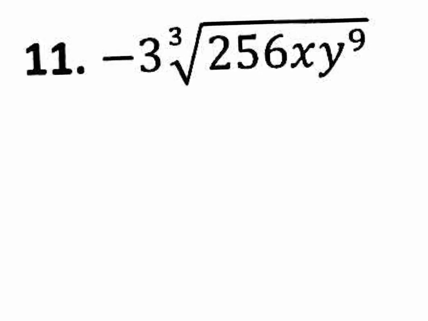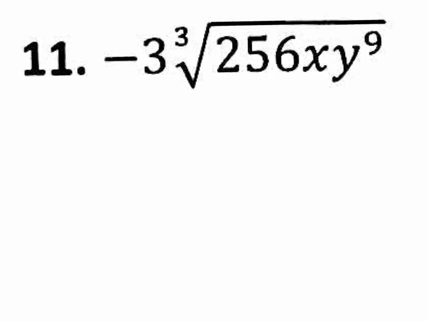Number 11. I keep getting tricked by this guy all the time. First of all, we want to understand that this is saying -3 times. So this right here is just the multiplication of -3. It is not -3 to the third power.